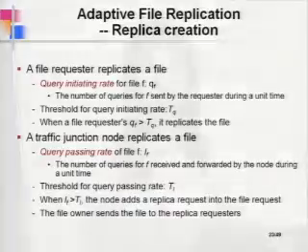In the case when a file requester requests a file, we define query initiating rate for file F as the number of queries for F sent by the requester during a unit time, denoted by QF. So we set a threshold for that query initiating rate, TQ. So when a file requester's QF is greater than TQ, it replicates the file.